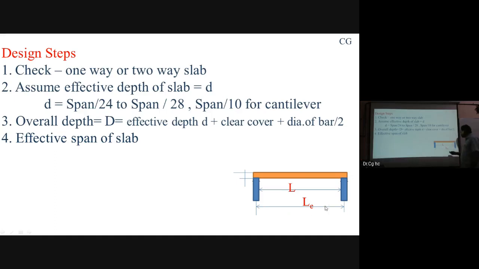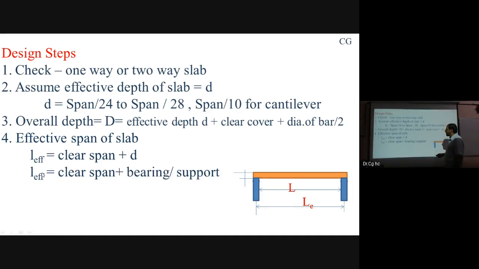ಇದು ಸೆಂಟರ್ ಟು ಸೆಂಟರ್ ಸಪೋರ್ಟ್, ಈ ಸ್ಲಾಬ್ ಅನ್ನ ಯಾವ್ದ್ರ ಮೇಲೆ ಸಪೋರ್ಟ್ ಮಾಡಿರ್ತೀವಿ ಆ ಸಪೋರ್ಟ್ ಥಿಕ್ನೆಸ್ ಅದ್ರದ್ದು ಅರ್ಧ ಮತ್ತೆ ಇದ್ರದ್ದು ಅರ್ಧ ಈ ಕಡೆ ಸಪೋರ್ಟ್. Therefore it is called effective. And also another way of calculating the effective span, that is clear span plus effective depth. ಎರಡು ರೀತಿಯಲ್ಲಿ ನಾವು ಇದನ್ನ ಕ್ಯಾಲ್ಕುಲೇಟ್ ಮಾಡ್ತೀವಿ. Effective span is equal to clear span plus effective depth, and also the clear span plus bearing or support.